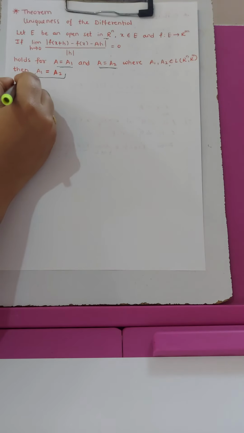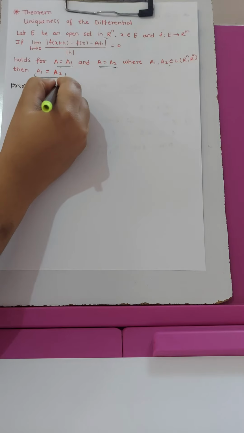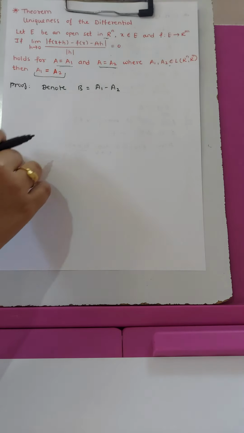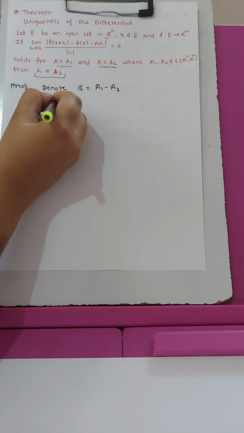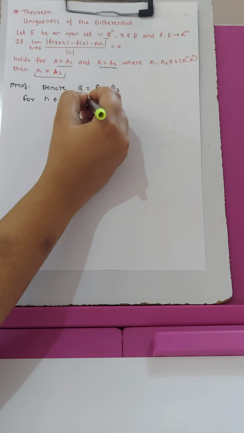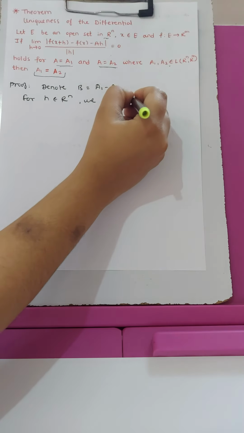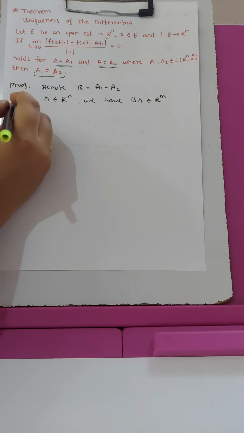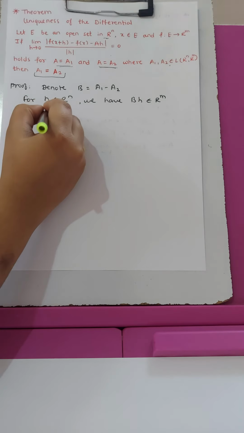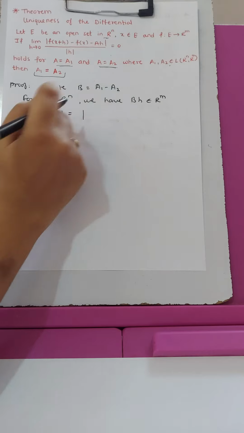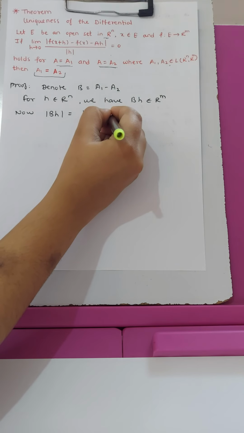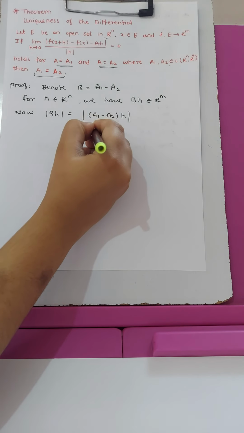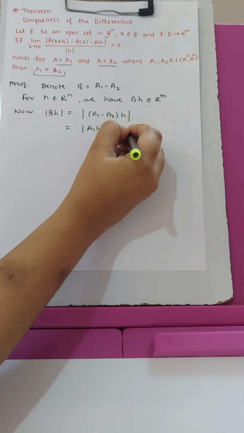Now let's start with the proof. Here we denote B equals A1 minus A2. Then for h belongs to Rn, we have Bh belongs to Rm. And now we can write mod of Bh equals mod of (A1 minus A2) h complete. So we will multiply by h, and we get A1 h minus A2 h.